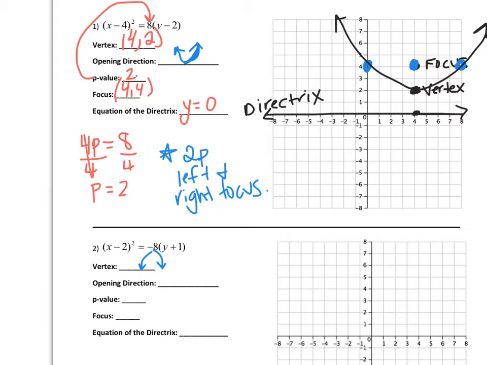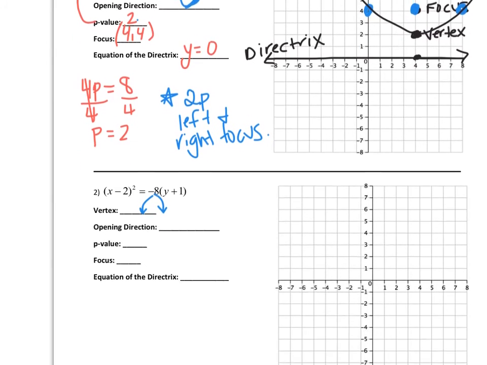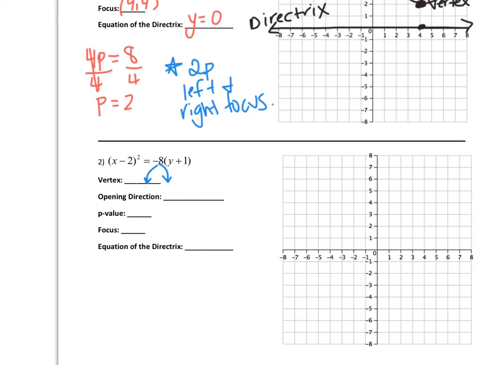Alright, let's see if we can try the second example. So we know that the vertex is positive 2, negative 1. We know that the direction is going down. Okay, so we've got positive 2, negative 1. Now if we want to find the p-value, we have to analyze what's here. So negative 8 is equal to 4p. Divide both sides by 4.